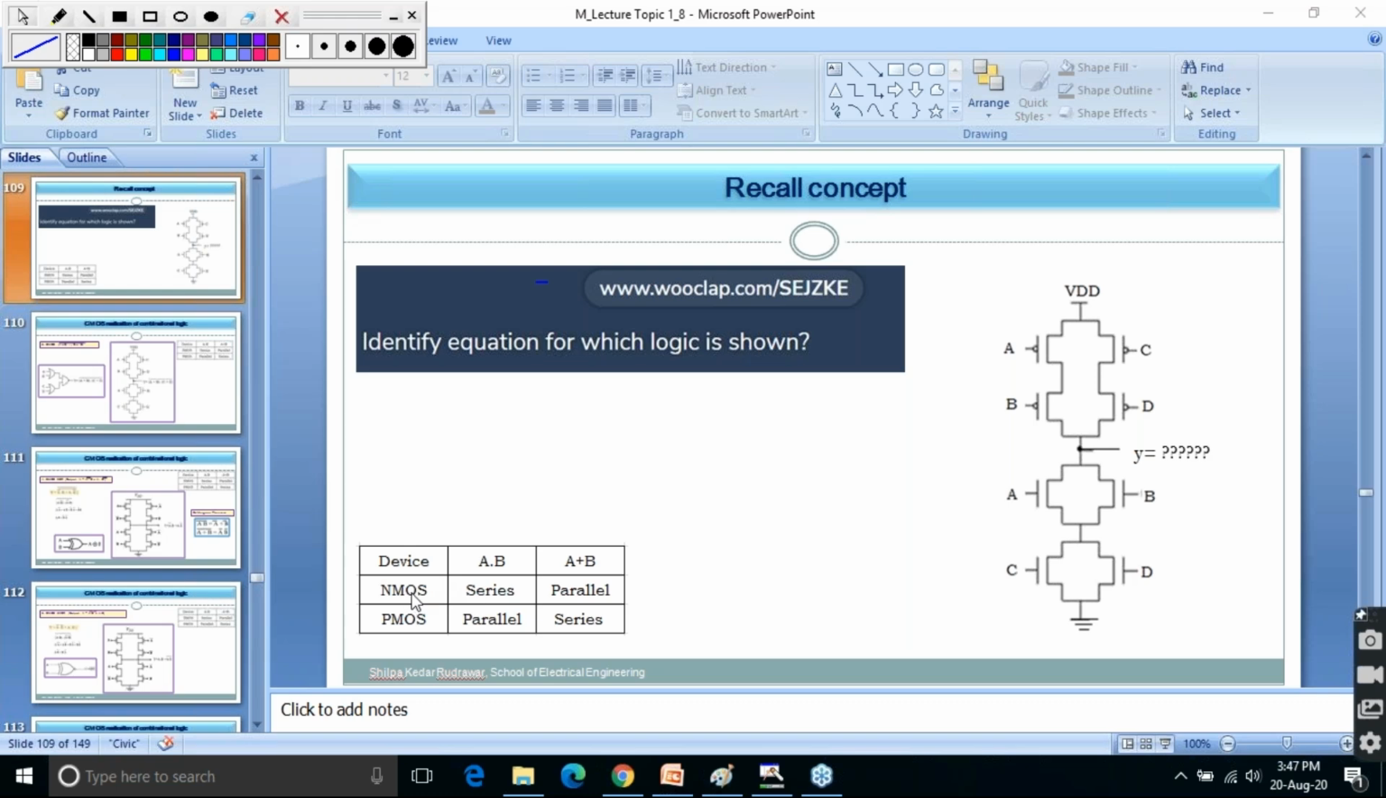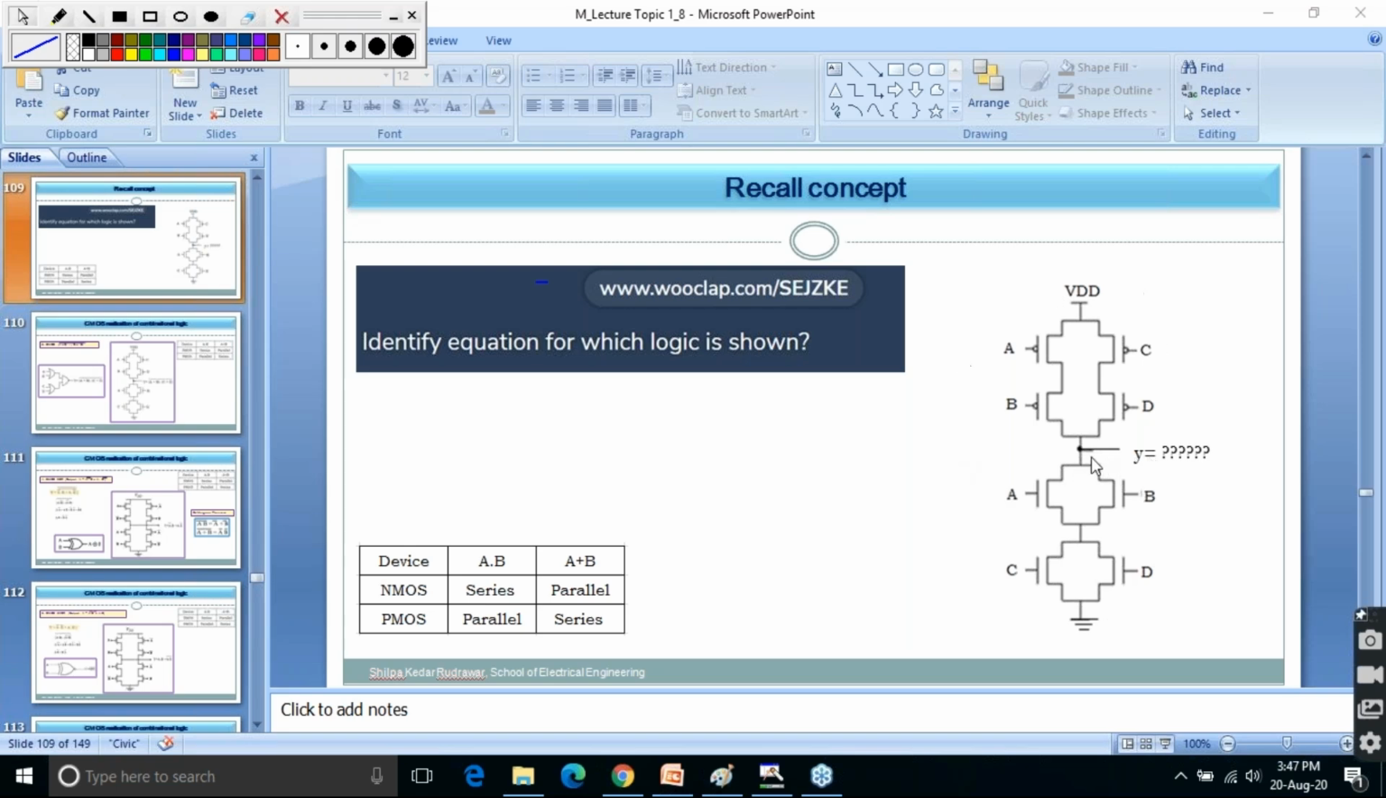Okay, so here in NMOS, whenever A and B are in series, what is the condition? A parallel with B. Parallel means my equation for this is A plus B. Now the same is happening over here, so my equation for this is C plus D. But both are in series. Series means into, so A plus B into C plus D. That is the equation, and you are getting the complement.